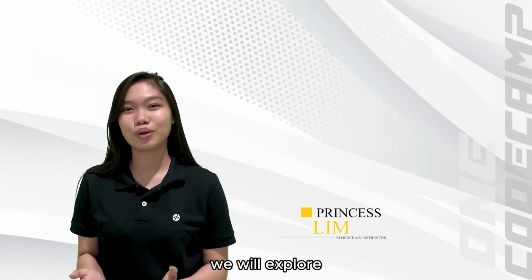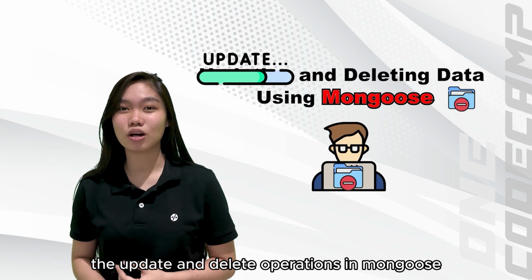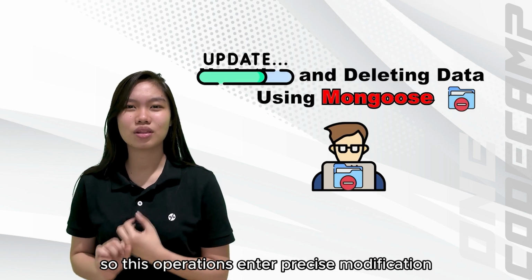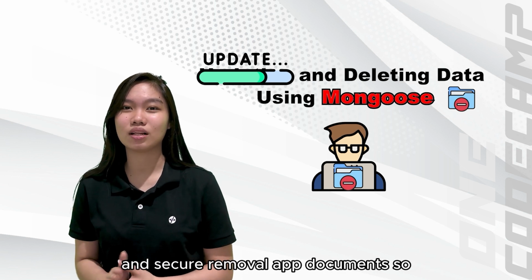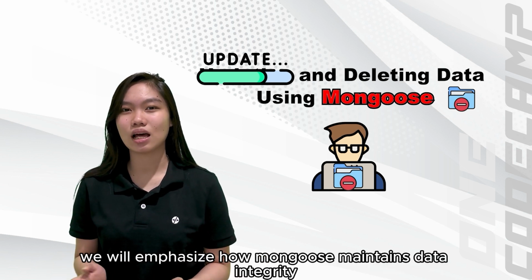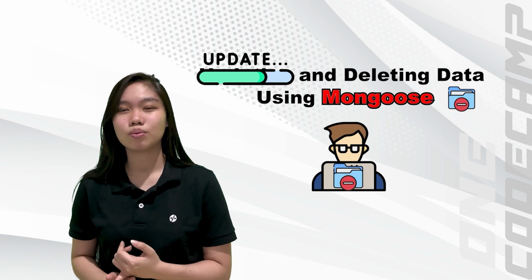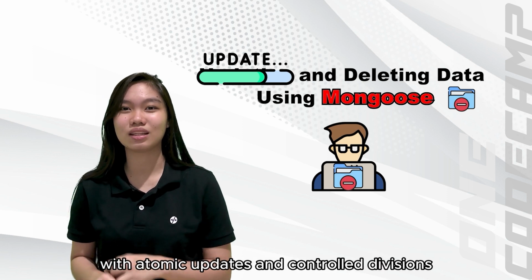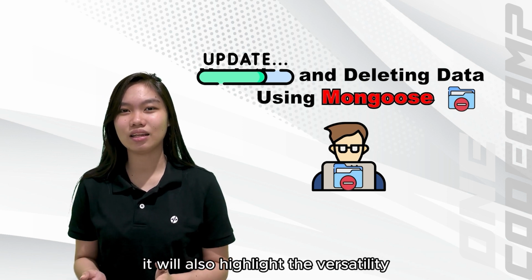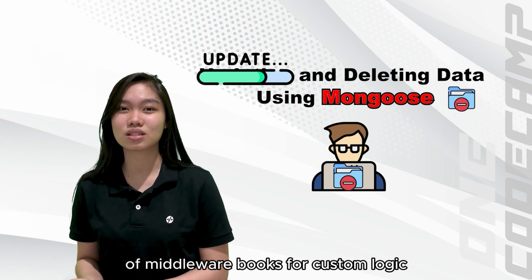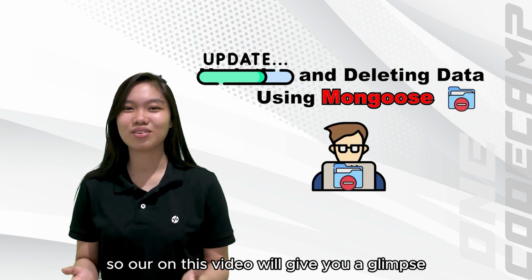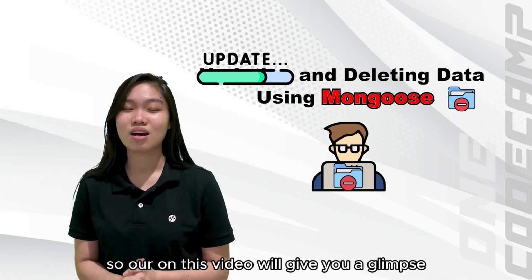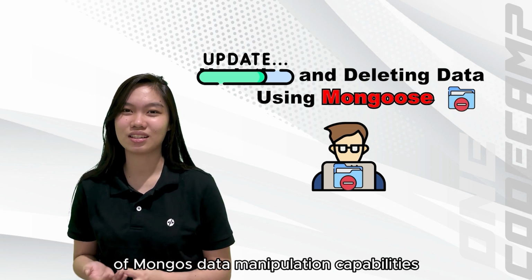In this video, we will explore the update and delete operations in Mongoose. These operations ensure precise modification and secure removal of documents. We will emphasize how Mongoose maintains data integrity with atomic updates and controlled deletions. It will also highlight the versatility of middleware hooks for custom logic before updates and removals. Overall, this video will give you a glimpse of Mongoose data manipulation capabilities.